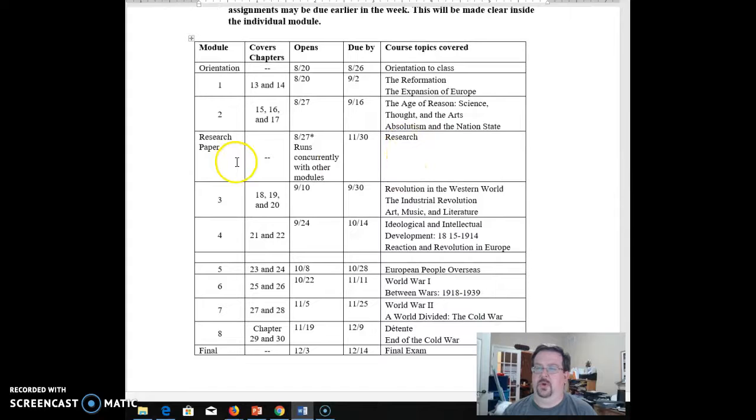The 2 that work differently are the orientation, where you have 1 week to do that, to get you off and running the first week of class, and the research paper, which opens up on the 27th and closes at the end of November. That's because we'll have a variety of assignments that will appear there. You'll get at least 3 weeks to do each one, but the intent is to get us moving on that concurrently while you do other modules.